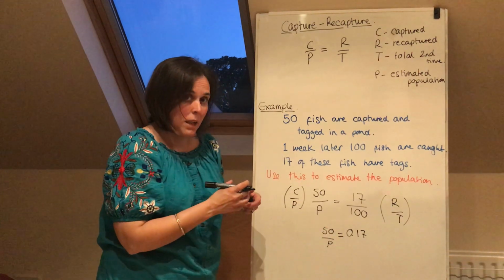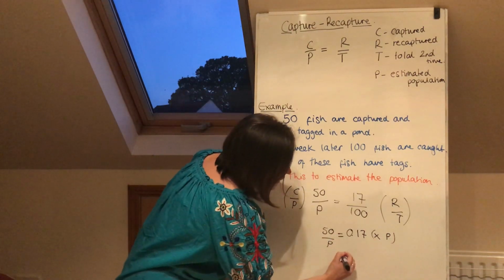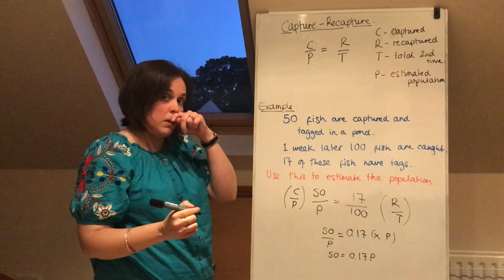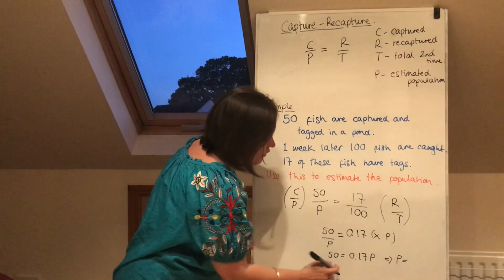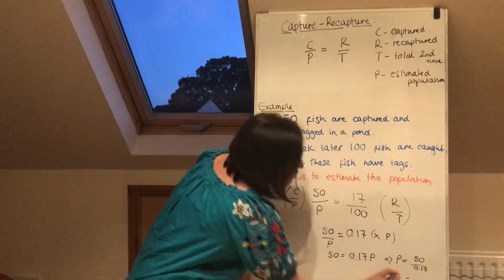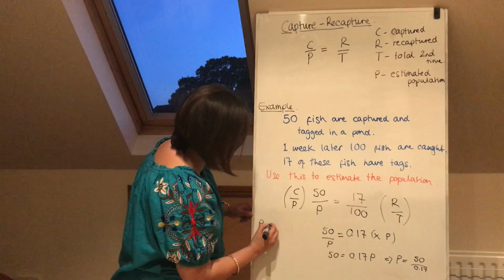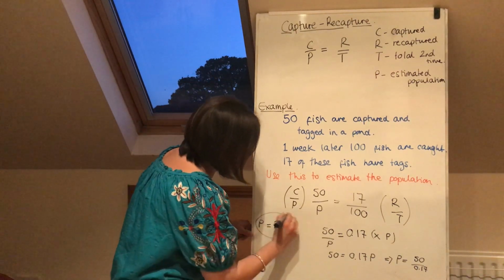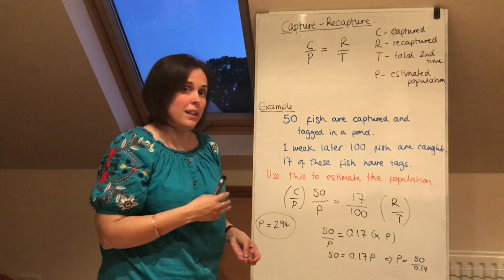I want to find P, but it's in the denominator of the fraction, so I'm going to multiply both sides by P, giving me that 50 is equal to 0.17 P. Then to work out the population, all I have to do is divide 50 by 0.17. You would obviously just use your calculator to do that. What you find is that P is 294. So the estimate for the population is that there are 294 fish in that pond.